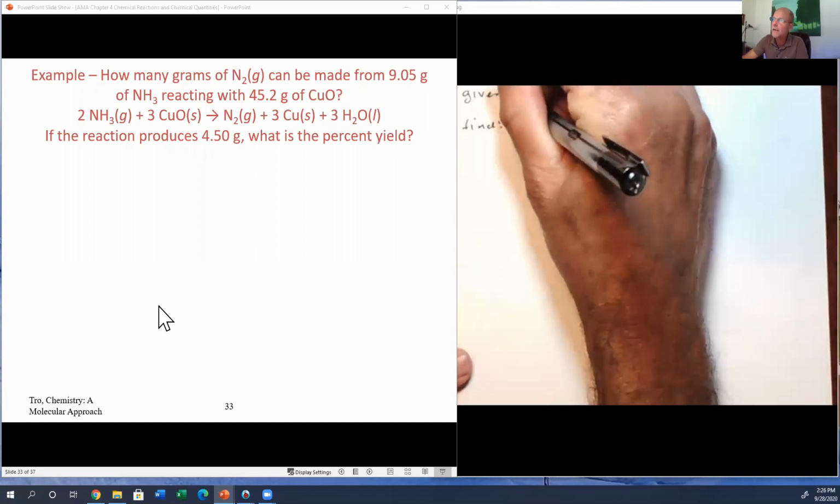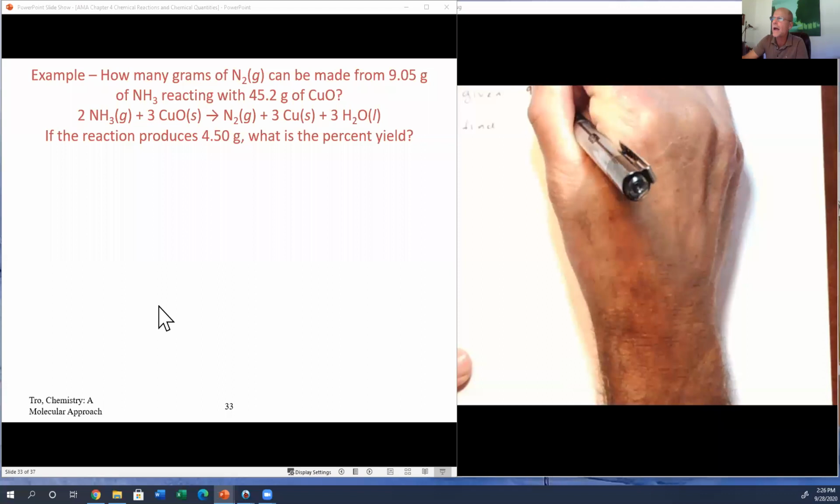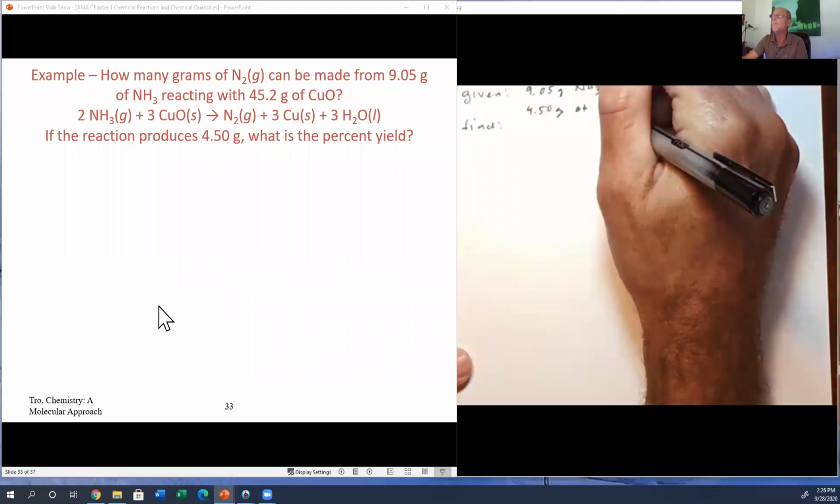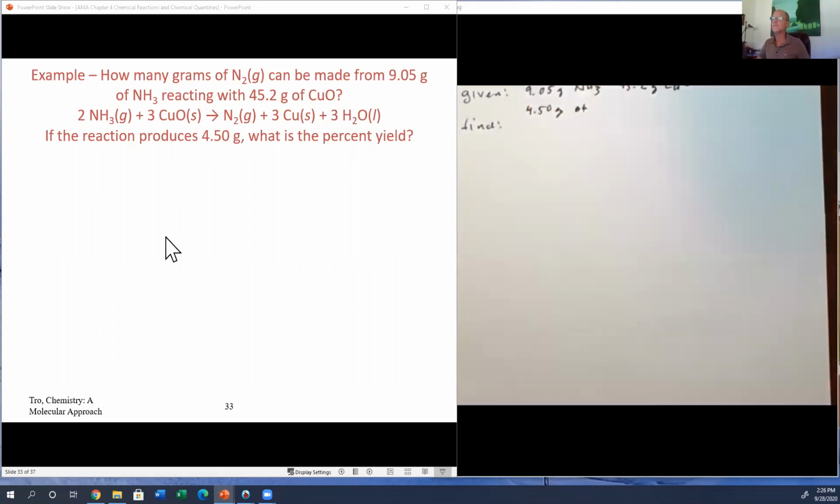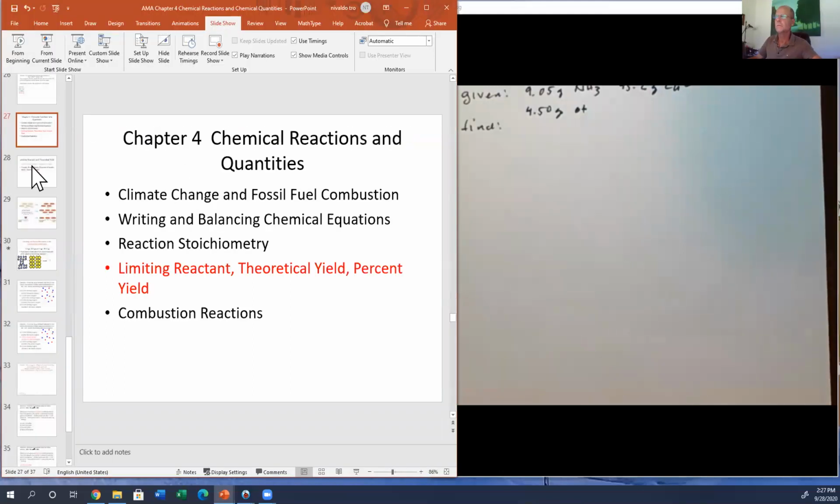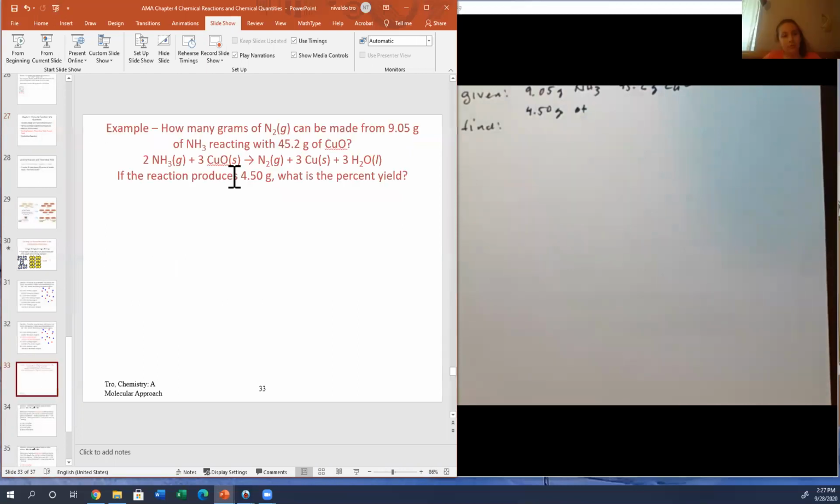Sorry, you're also given that it actually produces 4.50 grams of nitrogen. I should have written this in here. Let me just jump in here and fix that. 4.50 grams of nitrogen.